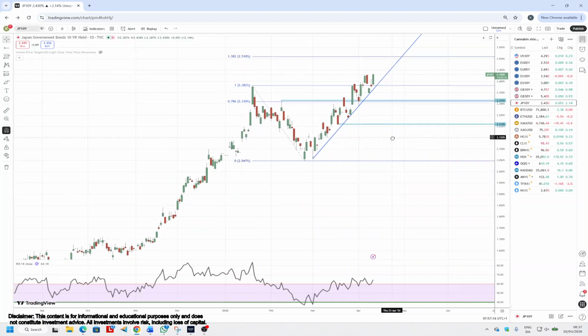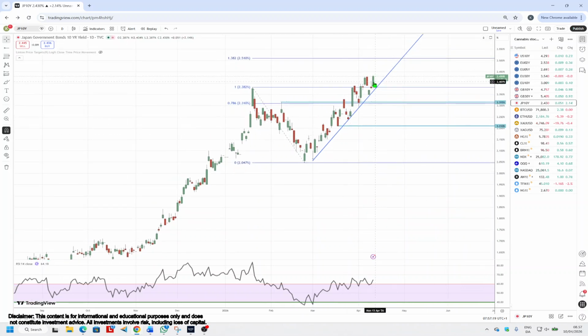And finally, the Japanese 10-year, another move higher this morning here in Asian session, and it seems destined to move to the 250 level. All right, that's all for Forex and the yields for today.